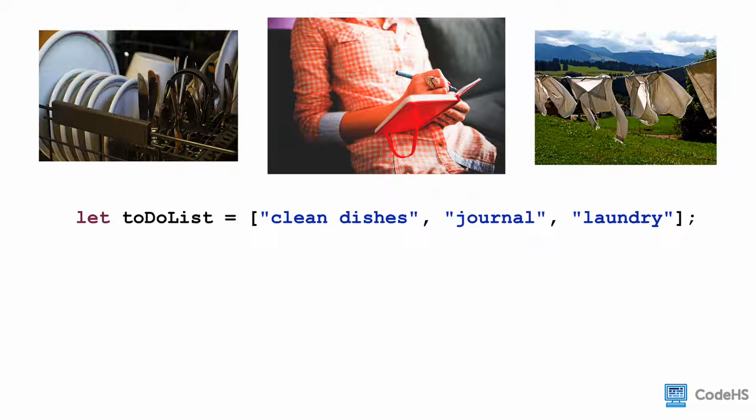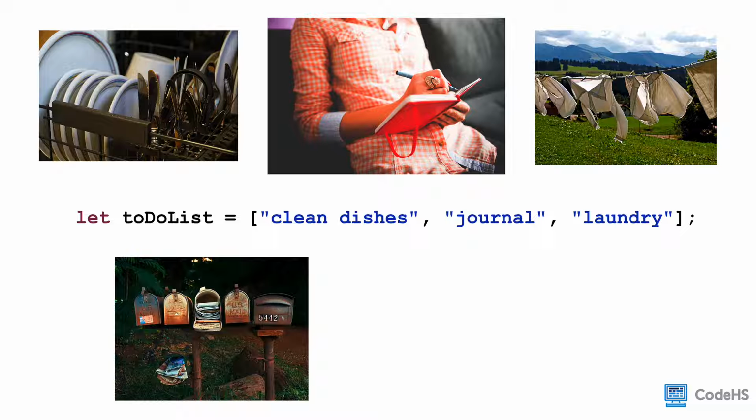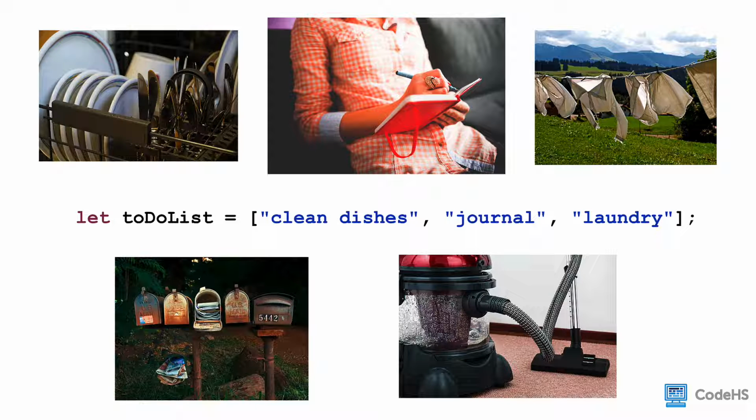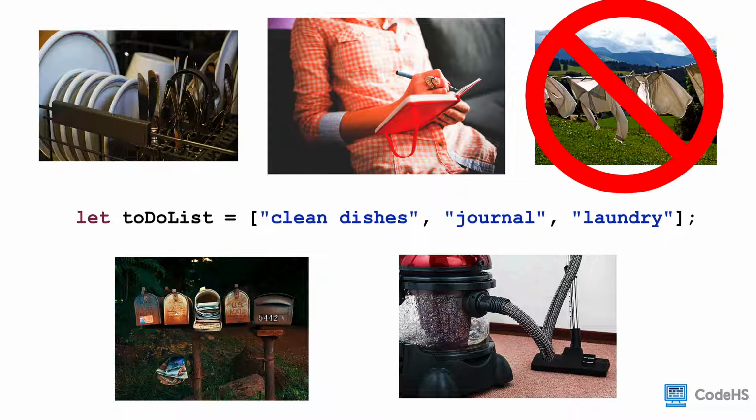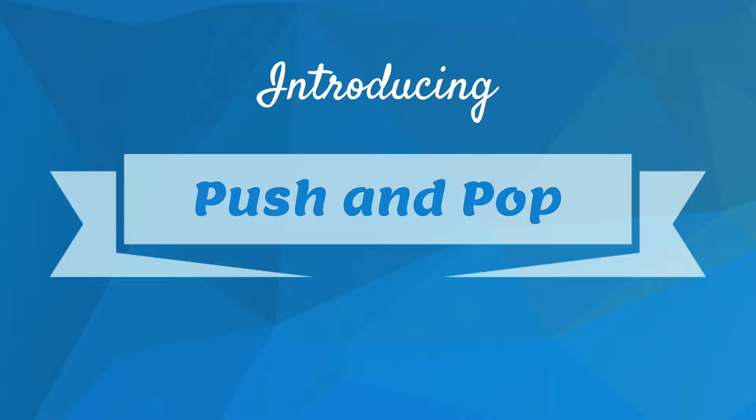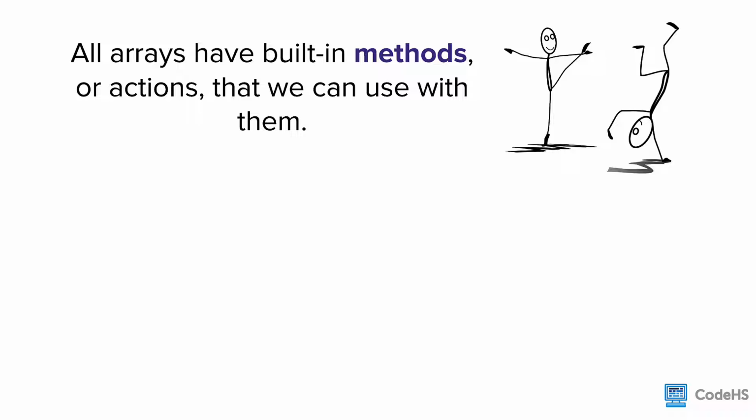What if we want to add another element to this array, like mail letters or vacuum? Or what if we wanted to remove laundry since we just completed that task? Well, introducing the push and pop methods.